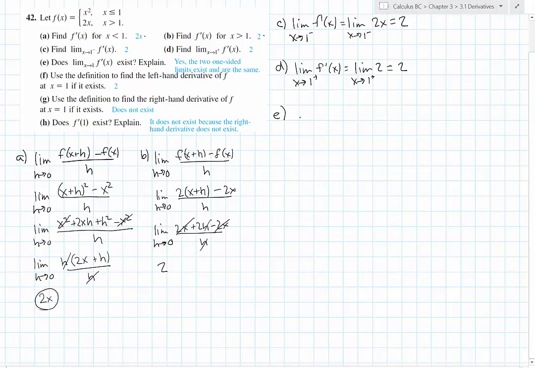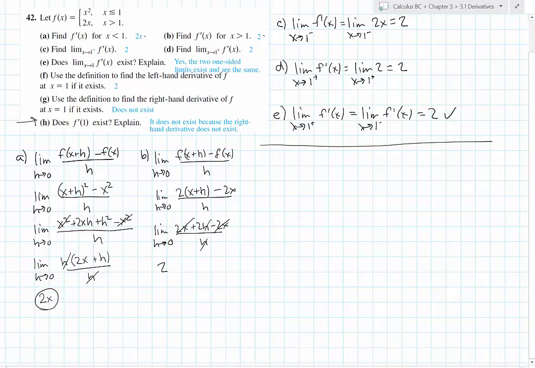Part E. Does the limit as x approaches 1 from the positive side of f prime of x equal the limit as x approaches 1 from the negative side of f prime of x? And the answer is yes, they both equal 2. That is a true statement. The right-hand limit and the left-hand limit agree. Part F. Now, here's what they're trying to get you to understand. This, while it is true, is not sufficient to say that f prime of 1 exists.